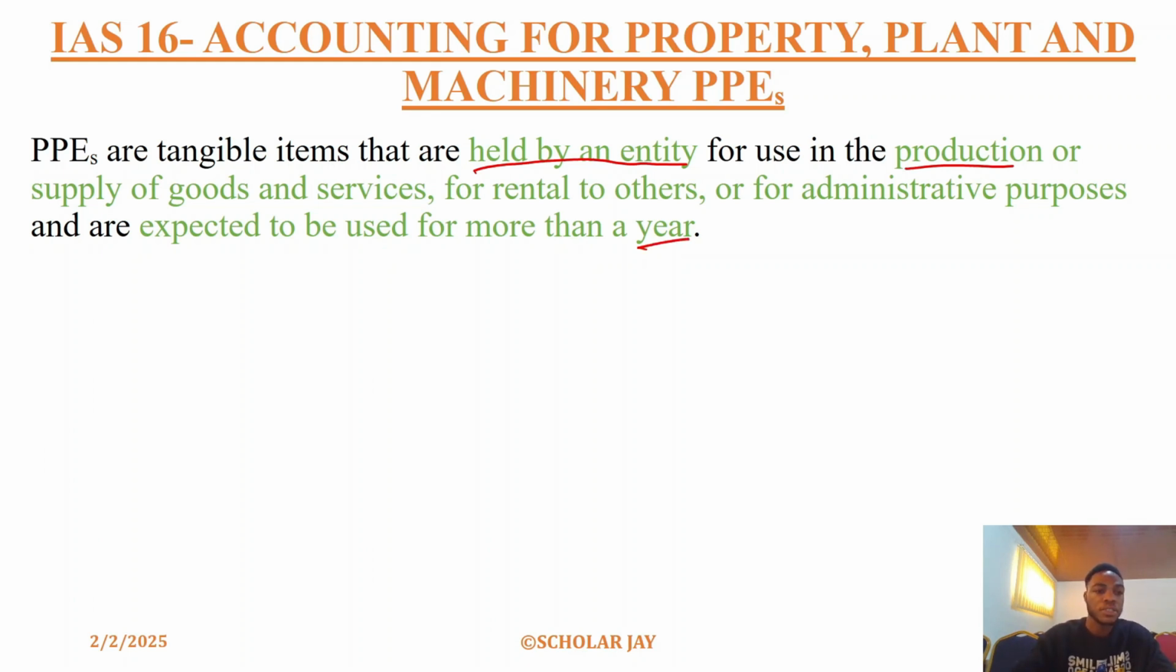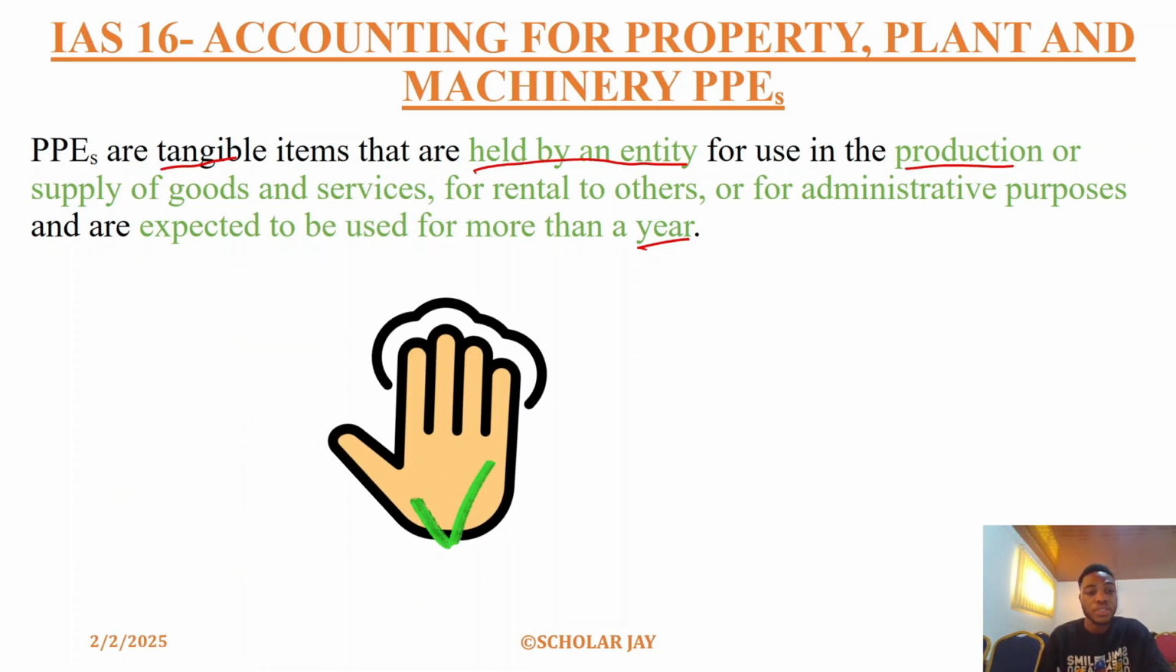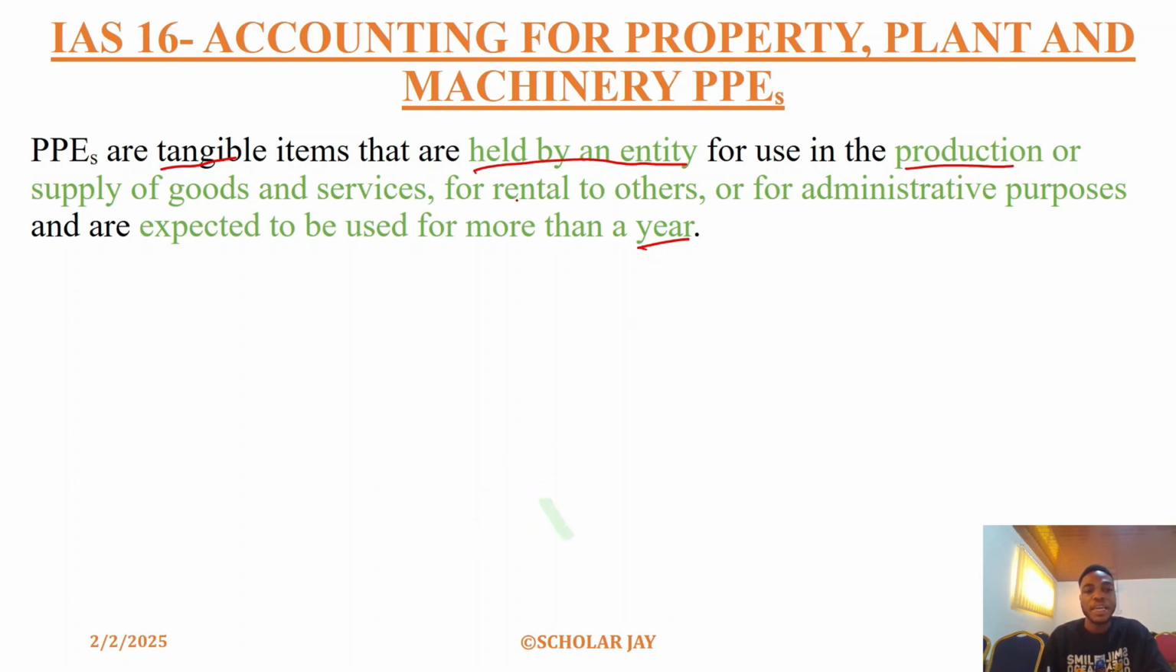So now when you talk about PPEs, what are PPEs? PPEs are tangible items that are held by an entity for use in the production or supply of goods and services, for rental to others, or for administrative purposes, and are expected to be used for more than a year, more than one accounting year. Okay, so now this is giving us the definition on how to identify what a PPE is. So if first of all we are saying that they are tangible items, these are items that you can actually hold, touch, and feel. Is that not it? That is what tangible means. Now, if this entity can hold the asset and they use the asset in the production or supply of goods and services.